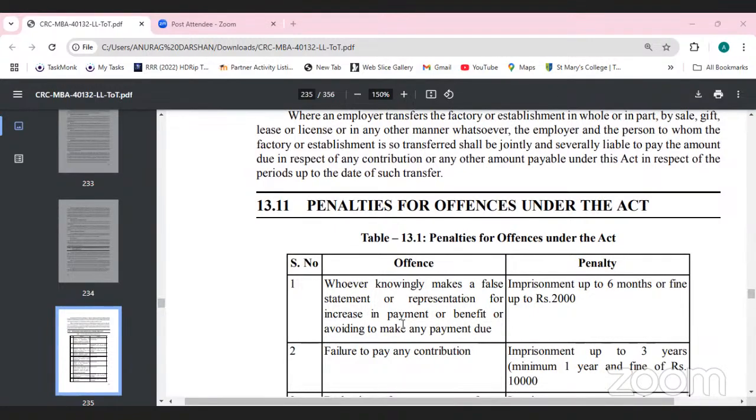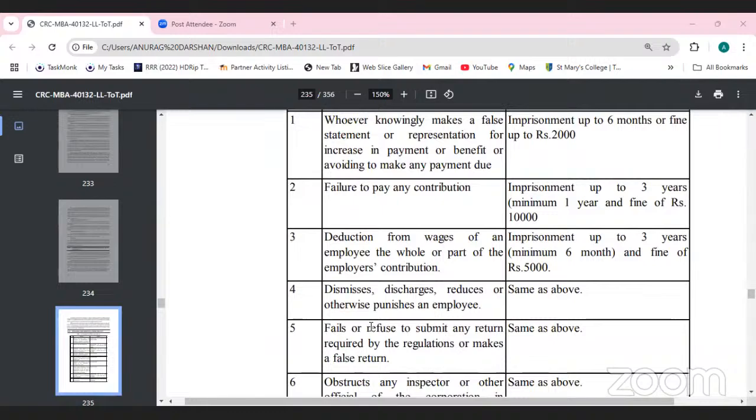Imprisonment up to 6 months or a fine up to rupees 2,000 applies whoever knowingly makes a false statement or representation for the increase in the payment of benefit. For failure to make any contribution, imprisonment up to 3 years and a fine up to 10,000. The minimum period of imprisonment can vary from 1 year. For deduction from the wages of an employee of the whole or part of the employer's contribution, the penalty is a minimum of 6 months to 3 years of imprisonment and a fine of rupees 5,000.